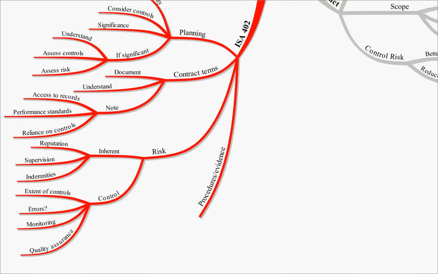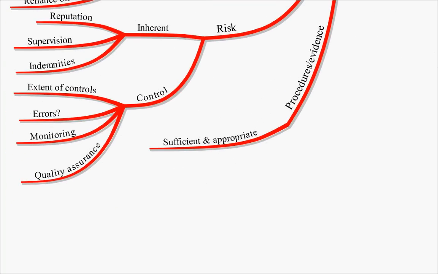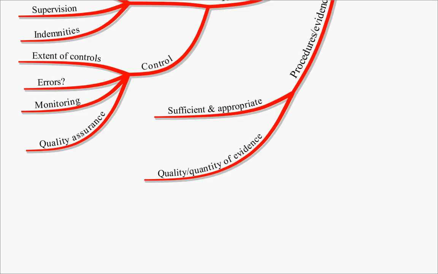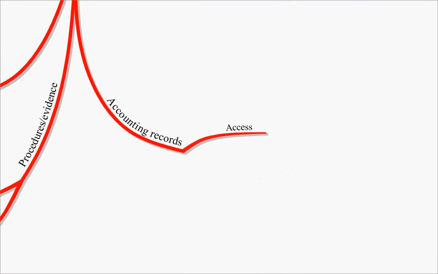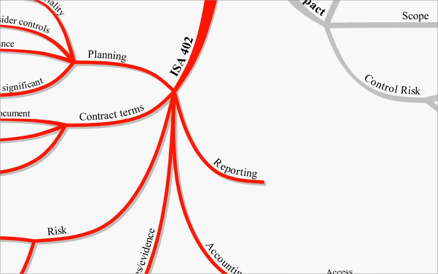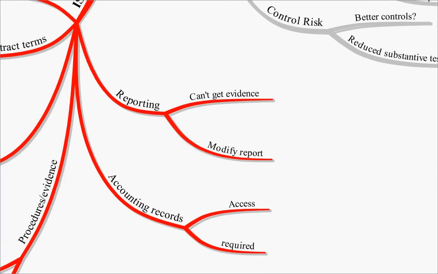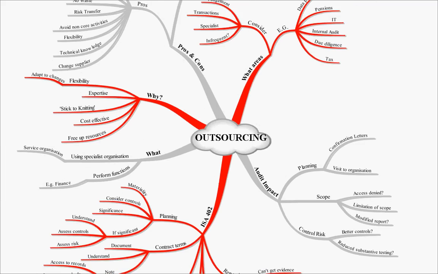So procedures and evidence when it comes to outsourced information. Remember that all of your evidence must be sufficient and appropriate. So you will have to gather enough evidence and evidence of sufficient quality to support the opinion that you've made on the outsourced firm. If you can't get access to the accounting records, well then you may have to modify your report. So when it comes to reporting, if you can't get the evidence, you may have to modify your audit report. And that was our lecture on outsourcing.